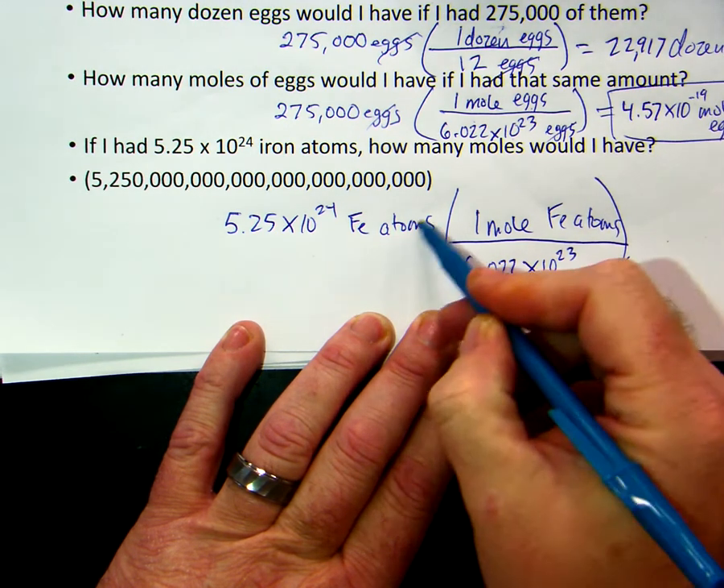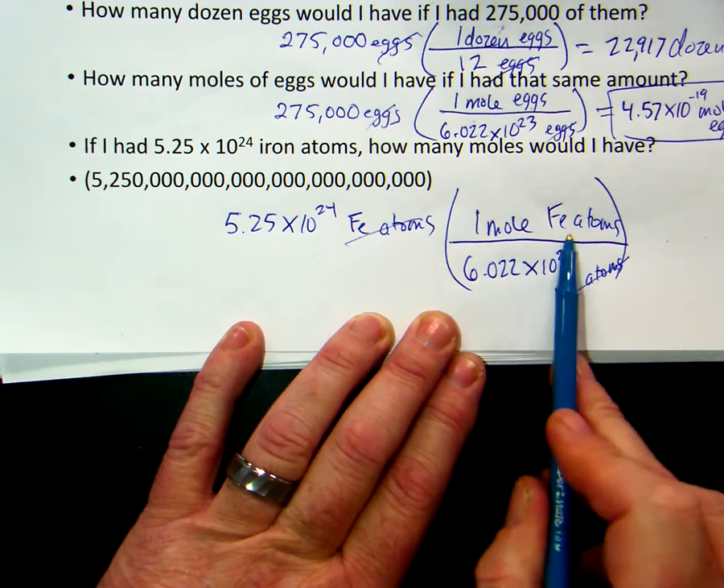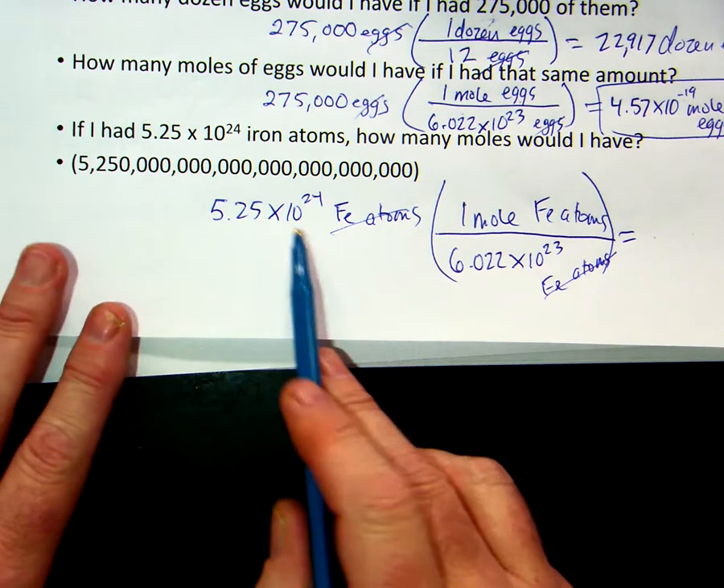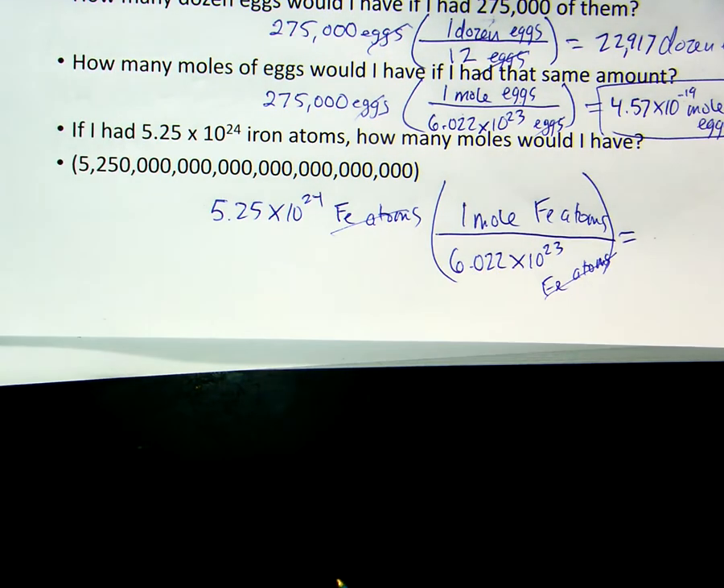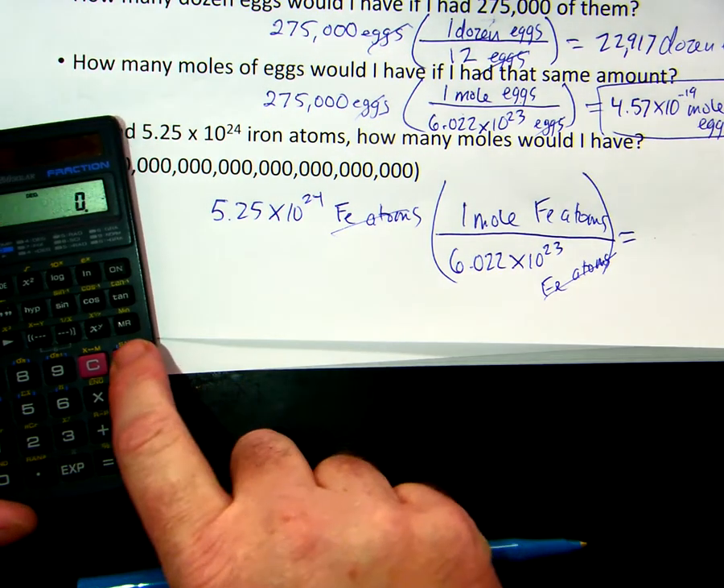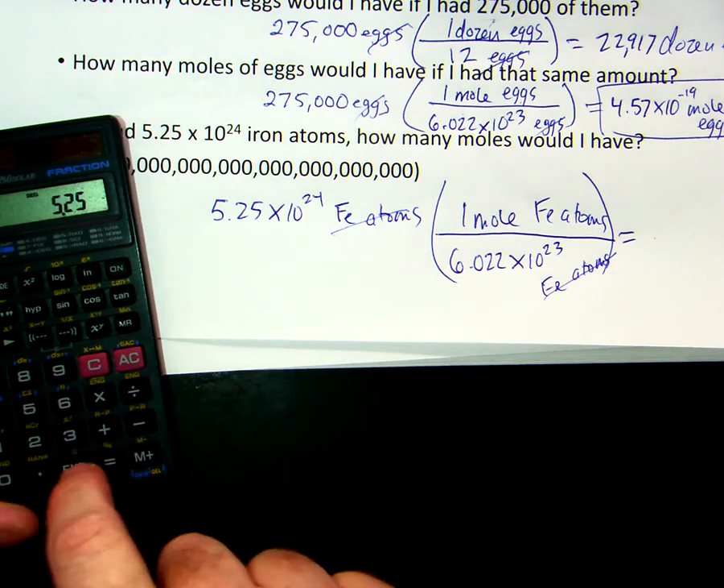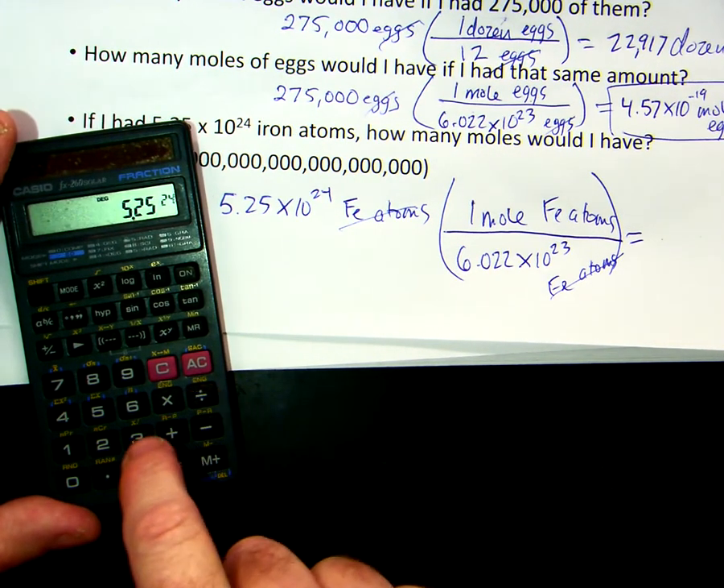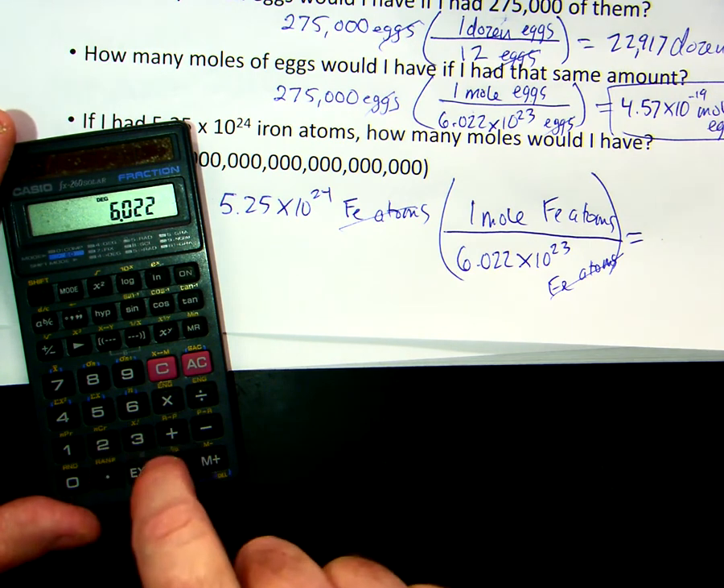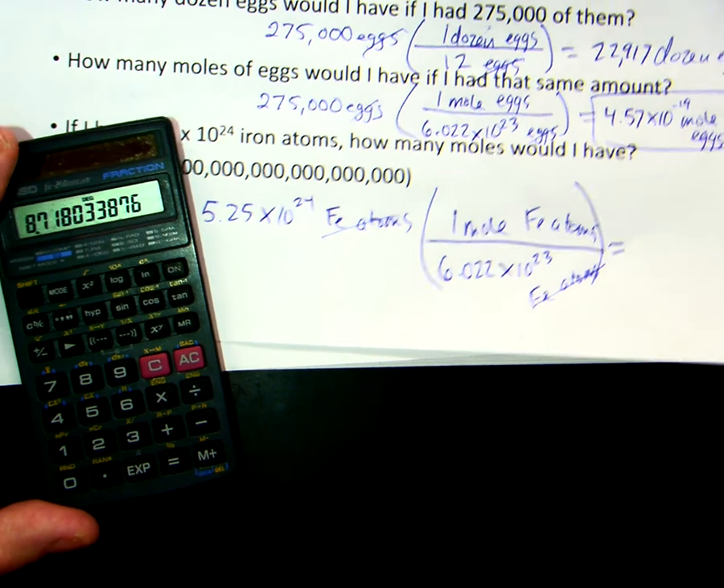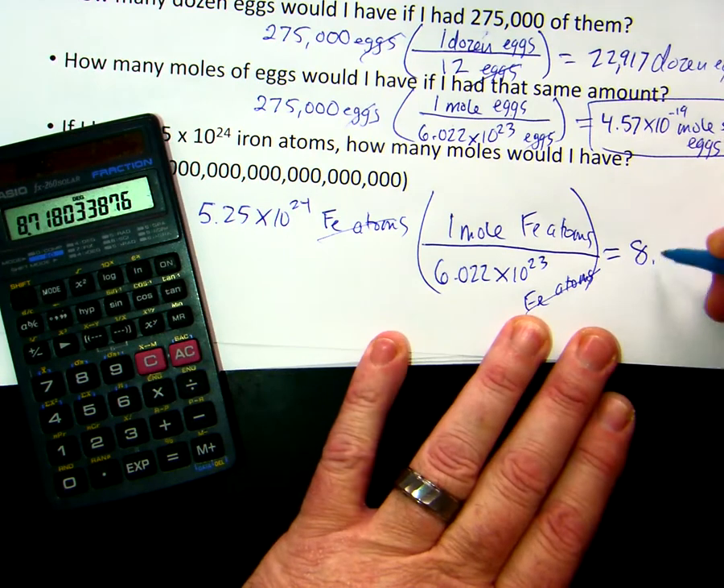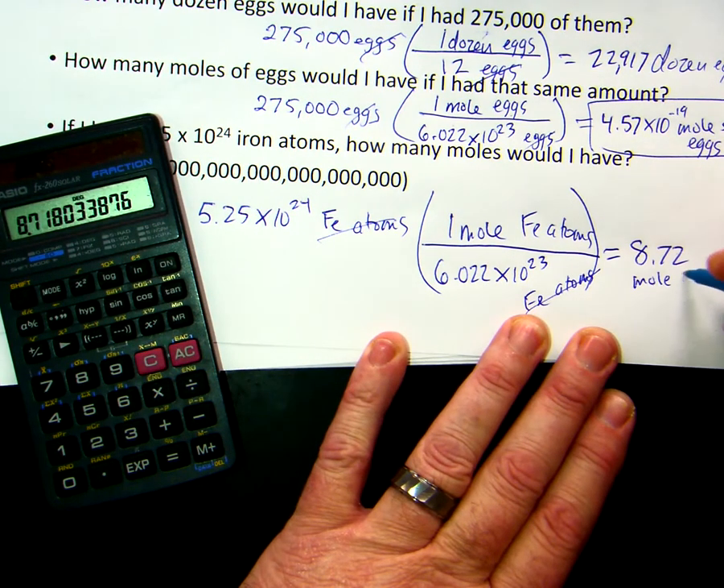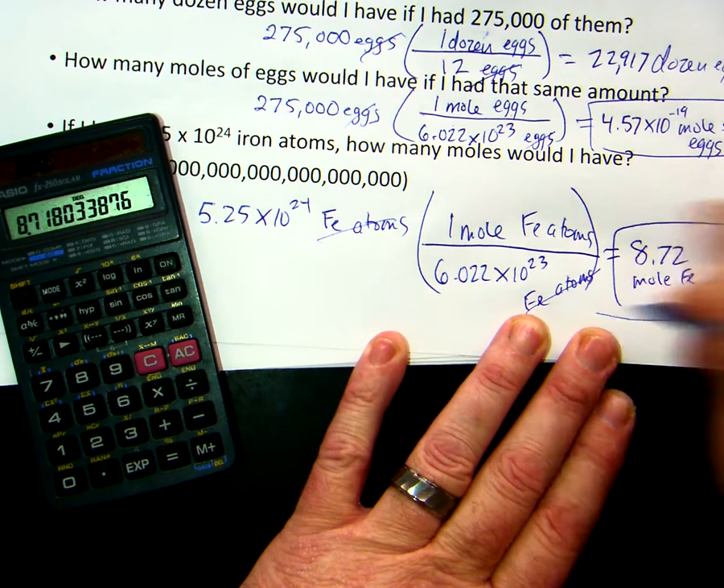So iron atoms cancels out. My units will be moles of iron atoms. And again, it's good practice to divide this number by this number on your calculator to make sure you are entering the notation properly. All right, I got just plain old 8.72 moles of Fe atoms.